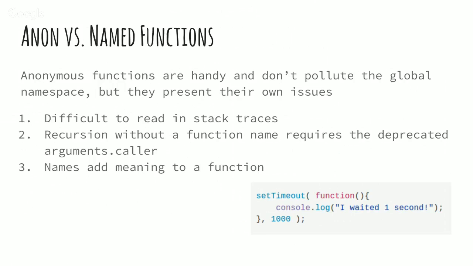Recursion without a function name requires the deprecated arguments.caller. So that, I think, goes back to what we were talking about with giving a function a name. It has a name, but it's scoped to that function and lower, but not scoped outside of the function. And names add meaning to a function. So if you name your function something, that in some ways defines what it is supposed to be. This all seems like arguments for naming functions. It is. This is saying anonymous functions are great except these things.